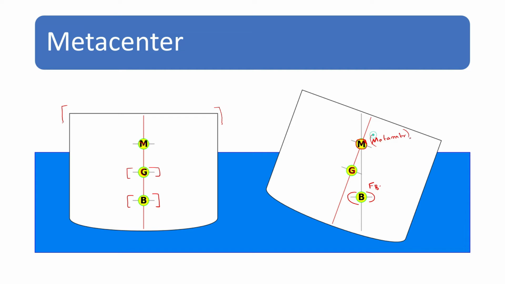So the metacenter is defined as the point at which the imaginary axis drawn through the new center of buoyancy will meet the vertical line passing through the center of gravity and the old center of buoyancy. And here the metacentric height is GM.